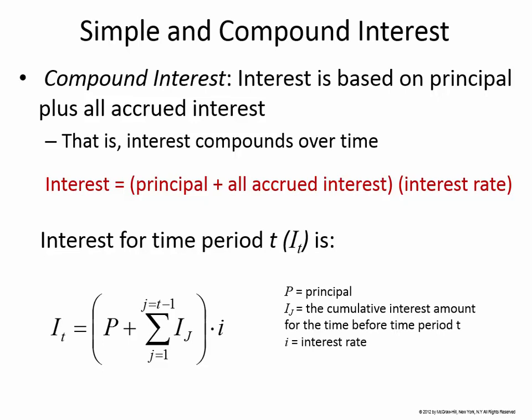The interest that's due at time t, you have to know the cumulative interest for all of the time periods from time 1 until the second to last time period, add that to the principal, and then multiply the entire amount by the interest rate per period, and then that gives you the interest for time t.